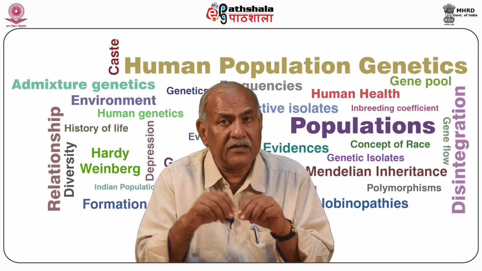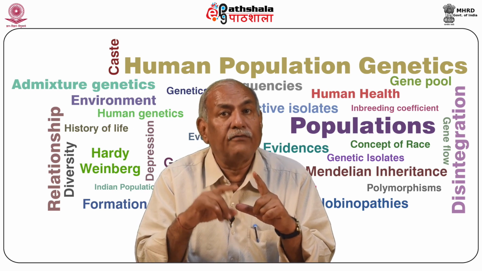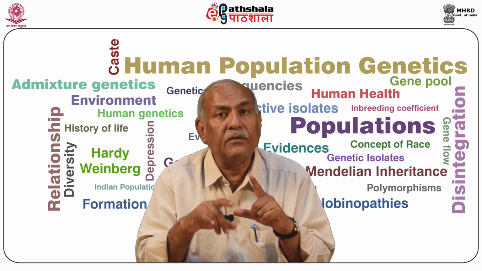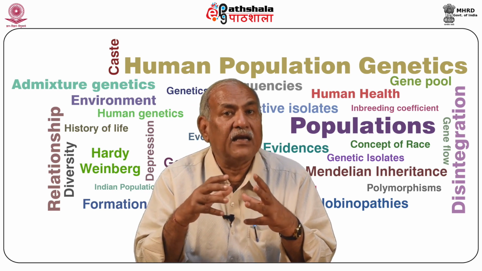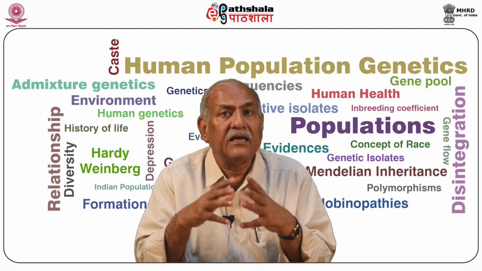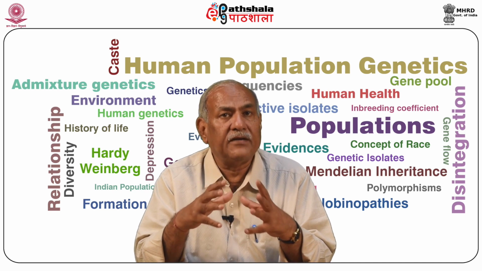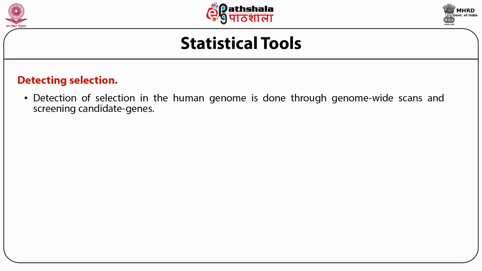Tajima's D statistic, which has a linear relationship with time, is also used for a similar purpose. Examples of evolutionary events include mutations like the CCR5 delta 32 mutation, population size at a point of time, and mutation rates. Detecting selection. Detection of selection in the human genome is done through genome-wide scans and screening candidate genes. Methods of detection are chosen depending on the genomic region under study.